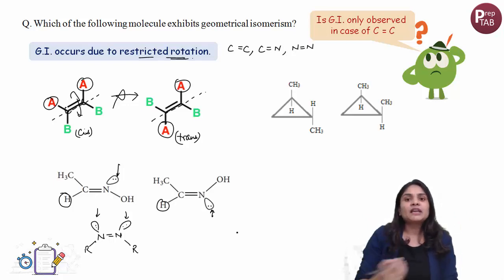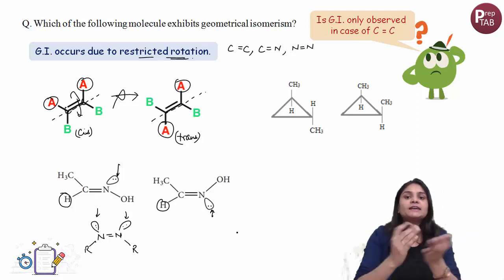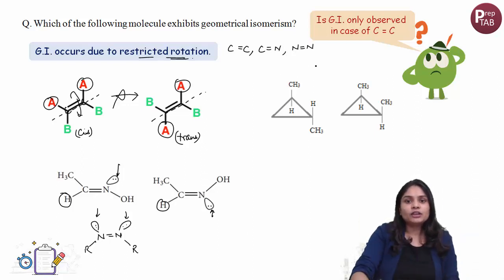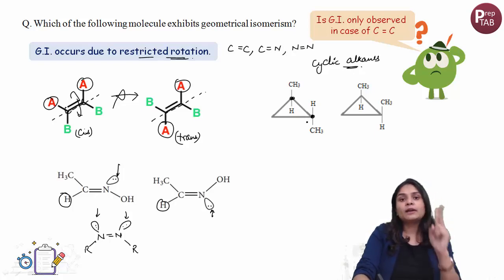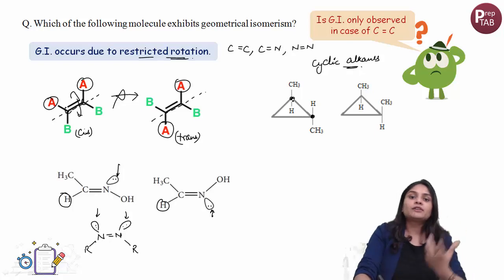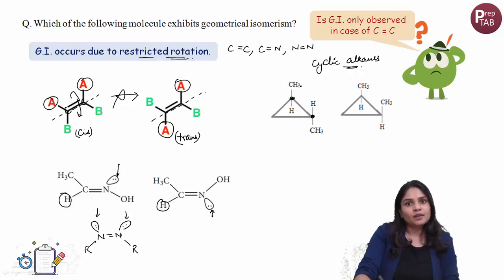What if we have cycles? We have cyclic alkanes. I'm talking about alkanes. So we have cyclic alkanes, and in the cycle the two carbon atoms of the cycle should have different substituents. Like over here we have CH3 and CH3 on two different carbon atoms.